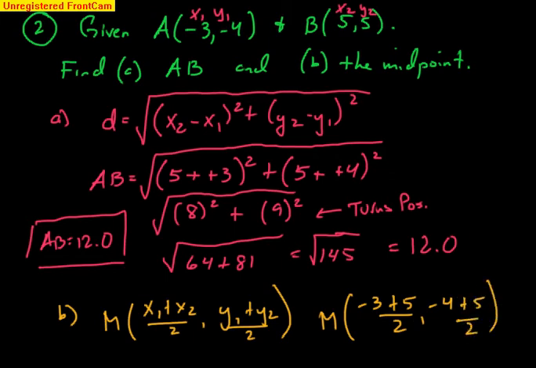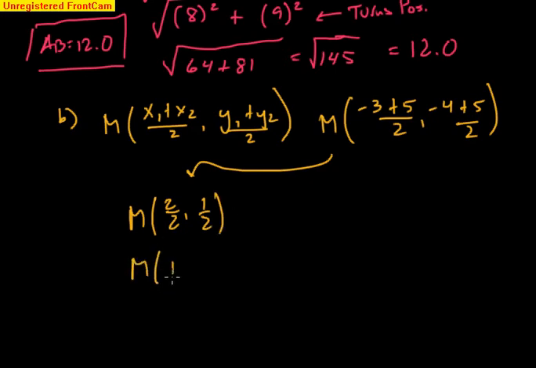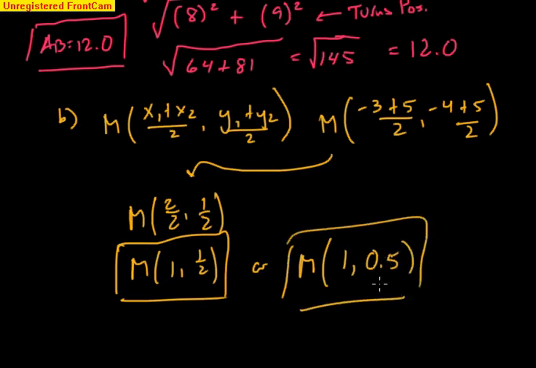Okay, so let me slide this down so we can see. And I'll do my work over here now. So negative 3 plus 5 is 2 over 2. Negative 4 plus 5 is 1 over 2. So this is 1 and 1/2. That's a good answer. If you are a decimal person, you could also put 1 and 0.5. Either answer is acceptable, but here's how you find distance and midpoint.